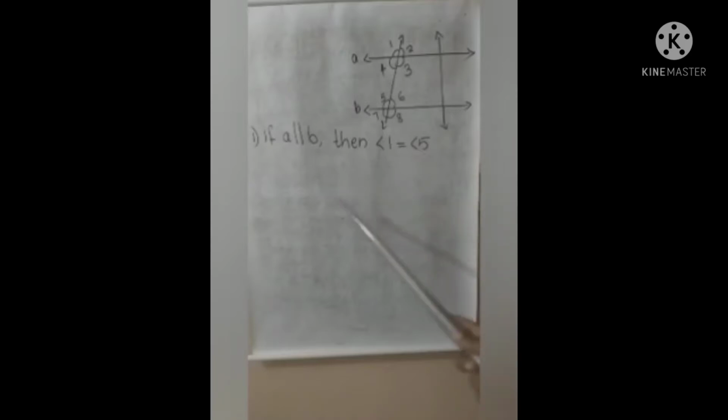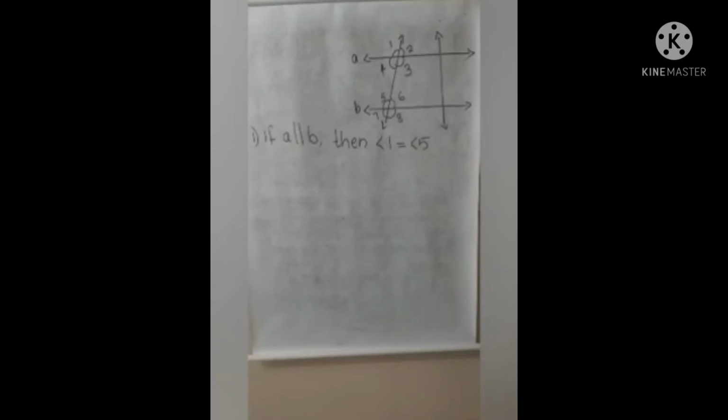Now in the first question, what is given? If A parallel to B, we have to prove angle 1 equal to angle 5. So what is given? A parallel to B. That means the two lines are parallel is given. What we need to prove? This angle 1 and angle 5 are equal. So let us identify what is this angle 1 and angle 5. What is angle 1? Here is angle 1 and where is angle 5? Here is angle 5. So from the figure, can you name which type of angle is angle 1 and angle 5?